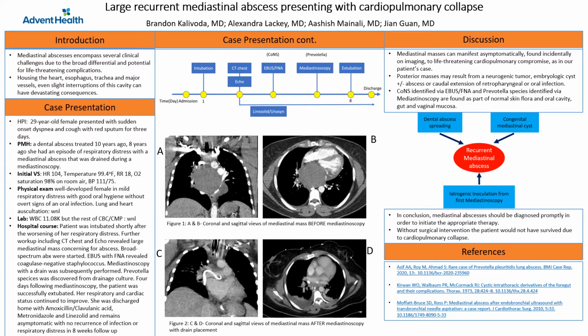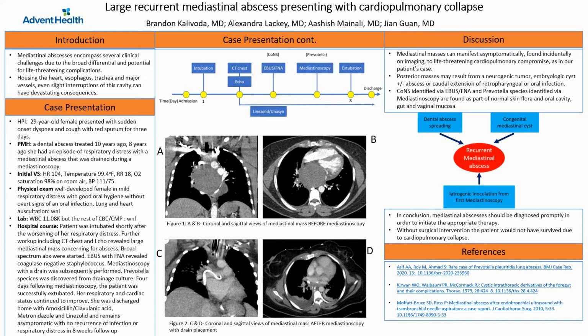Initial vital signs: heart rate 104, temperature 99.4 degrees Fahrenheit, respiratory rate 18, O2 saturation 98% on room air, blood pressure 111/75. Physical exam showed a well-developed female in mild respiratory distress with good oral hygiene without overt signs of oral infection. Cardiopulmonary exam was unremarkable. Labs showed a white blood cell count of 11,000, but the rest of the CBC and CMP were within normal limits.